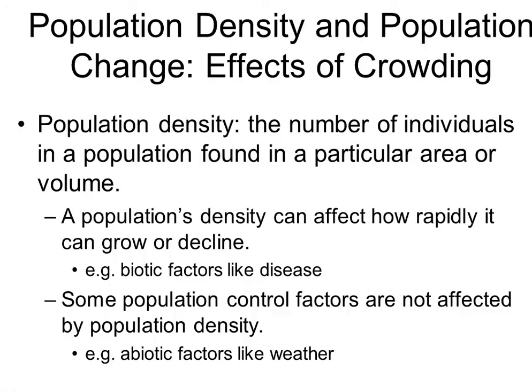And then, some species have crowding issues. The number of individuals found in a particular area is its density, and it can certainly affect how rapidly a species can grow or decline. A very crowded area can cause disease to increase and to spread faster, which results in fast decreases in the population.